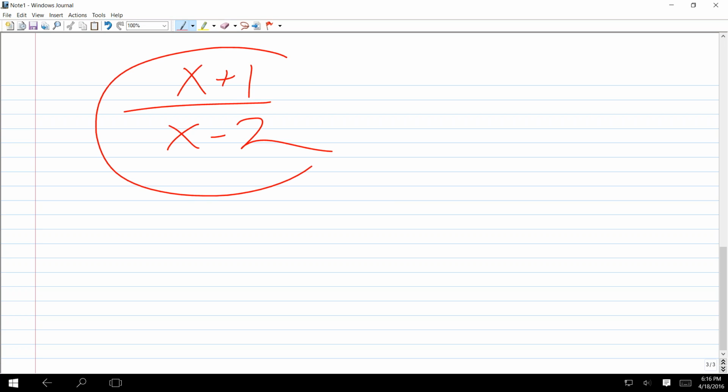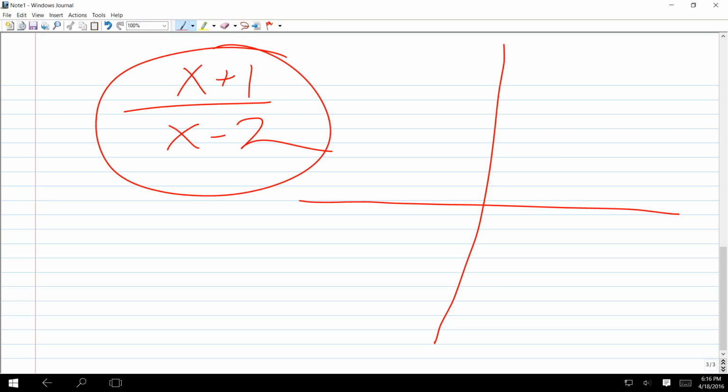Graphing rational functions. And a rational function usually has a numerator and a denominator. In other words, something like this would be a rational function. How would you find the vertical asymptote of that? The vertical asymptote always comes when the denominator is equal to 0. So what makes the denominator 0? Positive 2. Okay, so I'll start the graph by drawing the vertical asymptote in at 2.